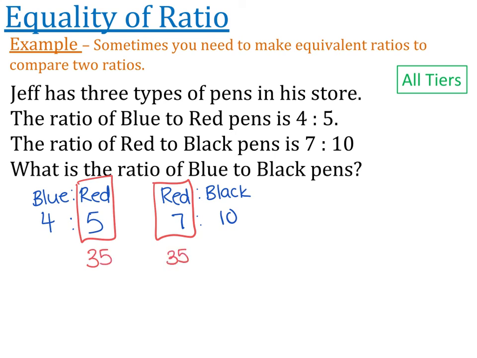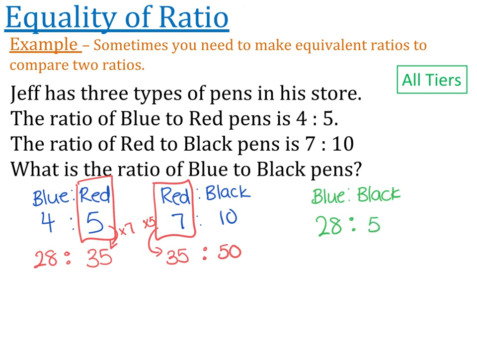And then we ask ourselves, what do we multiply by 5 to get to 35? It's 7. So you multiply the 4 also by 7. What do you multiply by 7 to get to 35? It would be 5. So you will also multiply the 10 by 5. Now the final question says, what is the ratio of blue to black pens? So blue to black. There's 28 blue pens and there is 50 black pens.